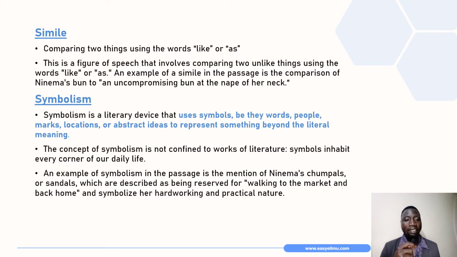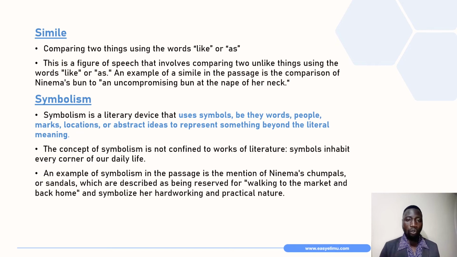So this is the use of symbols to represent or suggest ideas or qualities. An example of symbolism in the passage is the mention of Ninema's chappals or sandals, which are described as being reserved for walking to the market and back home. So the chappal symbolizes a hardworking and practical nature.